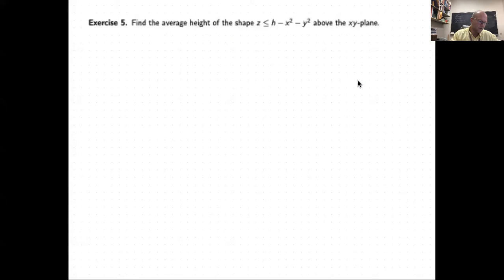So let me go ahead and show you that. It's right here. Okay, so the question said to find the average height of the shape as z is less than or equal to h minus x squared minus y squared above the xy plane. Okay, so we're going to get a graph of that going. And the trick is when we want to graph h minus x squared minus y squared, h isn't a number.